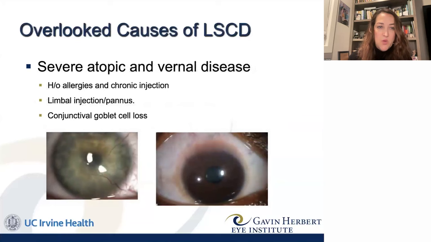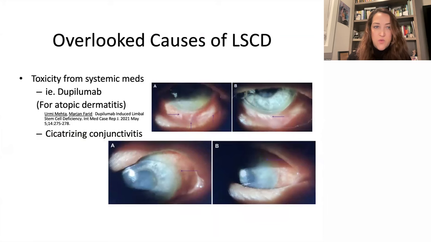Severe atopic disease or vernal disease, for example, vernal keratoconjunctivitis, often involves years of allergy-related inflammation to the limbal area, with the lymphoid tissue around that limbus being chronically inflamed. Eventually, that burns out the limbus as well and causes limbal stem cell deficiency. Pannus, these patients have goblet cell loss as well, and can have sequelae from that. There are some systemic medications that can also result in long-term cicatrizing disease and limbal stem cell loss. One of those is the drug dupilumab, which is used for atopic dermatitis, and in long-term use has been shown to have problems with limbal stem cell loss, and discontinuation of the medication is often necessary to stop the progression of the disease.